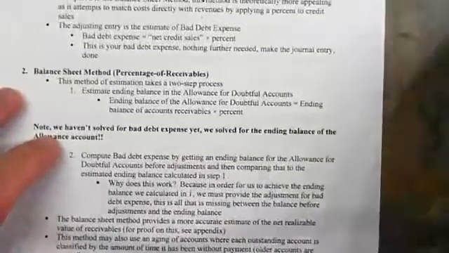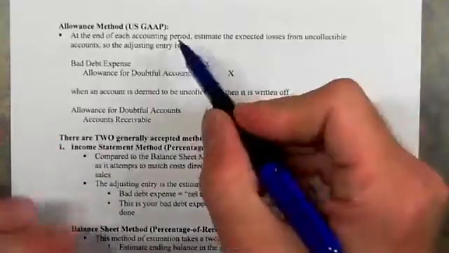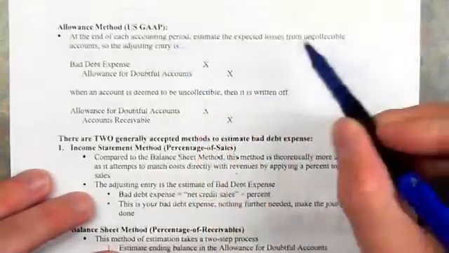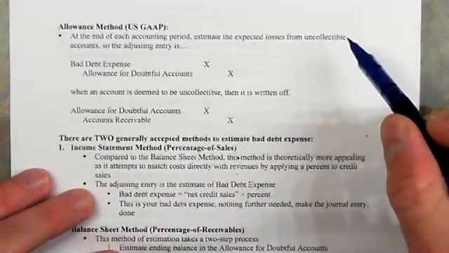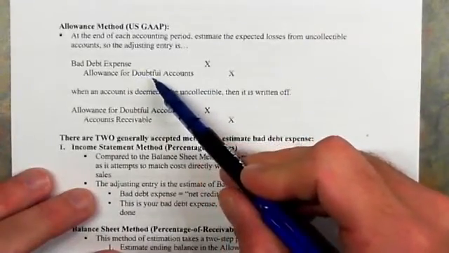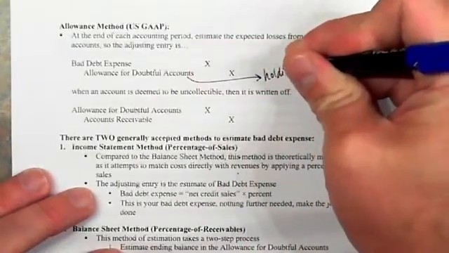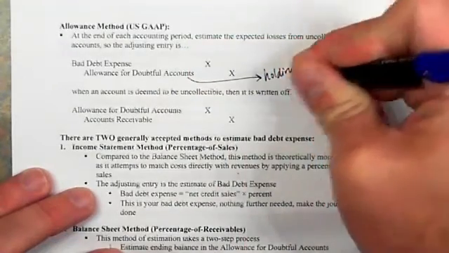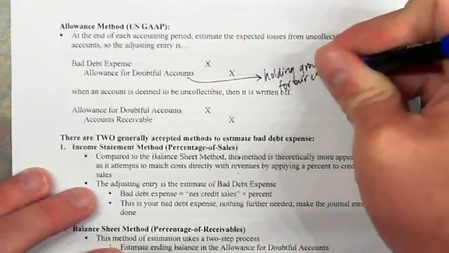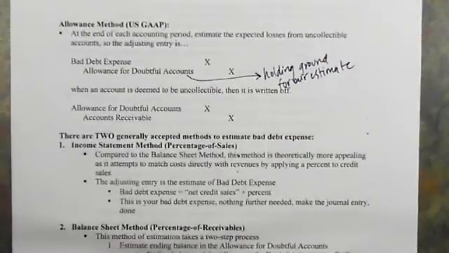So let's turn to what is acceptable under US GAAP, the allowance method. Right? At the end of each accounting period, whatever that may be, we'll talk about when this happens, we estimate the expected losses from uncollectible accounts. So the journal entry is a debit to bad debt expense and a credit to the allowance for doubtful accounts. Remember, this is a sort of holding ground for our estimate. We keep tossing more and more estimates of what's going to go bad in there. And this is just an accumulation of all those estimates.